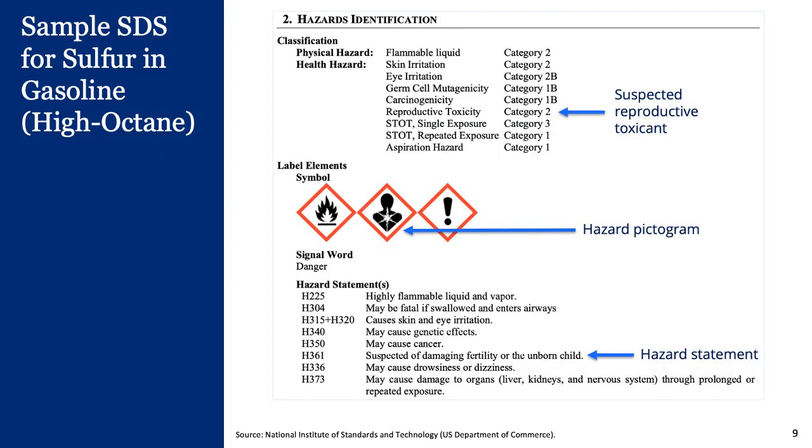Here is the sample safety data sheet with information related to reproductive hazards. We can see here that the substance has been classified as a reproductive toxicant, category 2, which means it is a suspected human reproductive toxicant.